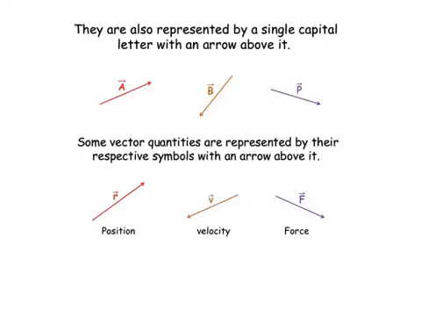So they are also represented by a single capital letter with an arrow above it, as you can see: capital A vector, capital B vector, capital P vector. Some vector quantities are represented by their respective symbols with an arrow above it. Like position vector can be represented by small r, velocity vector by small v, and the force vector by the capital letter F having an arrow above it. These are all representations of vectors in various cases.